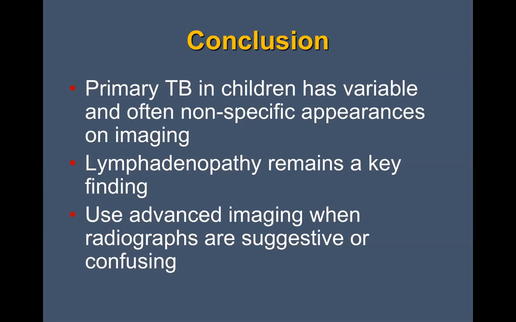If you see hilar or paratracheal or mediastinal lymphadenopathy, one of the first things you should think of is primary TB. And certainly CT and MRI and ultrasound can all be helpful to you, but aren't something you want to automatically go to. Only use them for questionable findings on your chest x-rays or for needing to outline more extensive extrapulmonary spread of the disease. So thank you for letting me speak to you on this, and I'm happy to entertain questions.